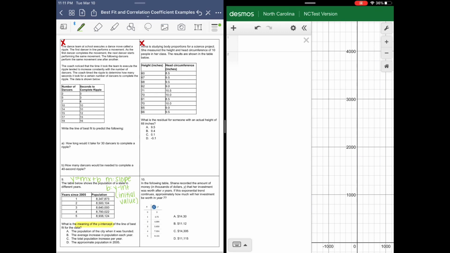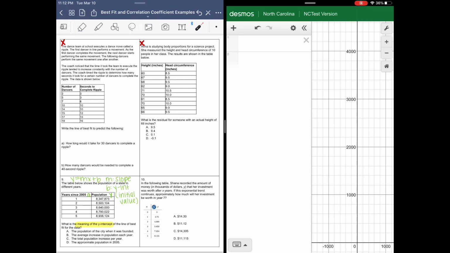So the initial value would be when this is 0, what is this y value, right? We talked about how to find y-intercepts in a table. It's always where the x is 0. So let's think about if we had 0 here. Well, these x values here are the years since 2005. So in the years since 2005, if that was 0, then 0 years have passed, so you would be in the year 2005.